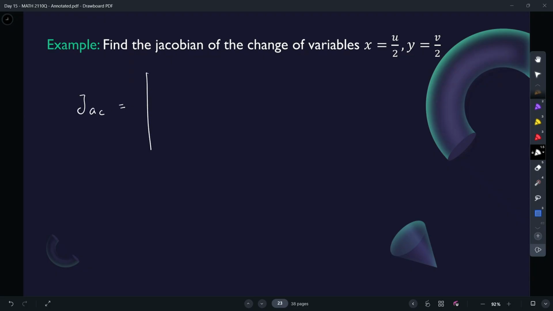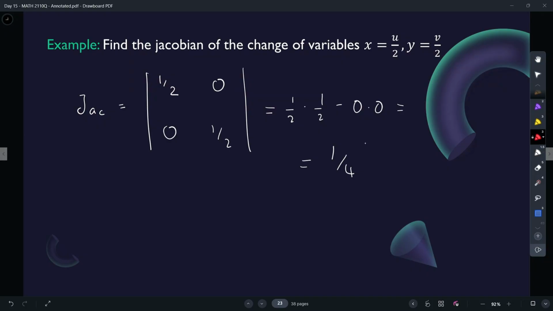In this case, the Jacobian will be the derivative of x with respect to u, that is a half. The derivative of x with respect to v, there is no v in there, so it's 0. The derivative of y with respect to u is 0. The derivative with respect to v is a half. So this determinant is a half times a half minus 0 times 0. So it is 1/4, as we hoped. So that is the conversion factor you have to use in this change of variables. Okay?